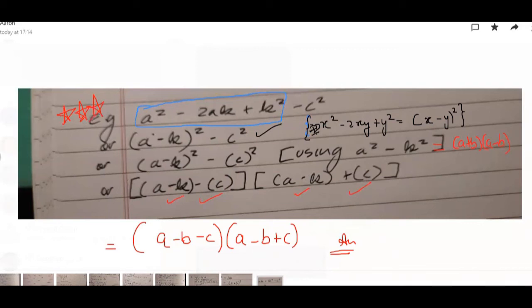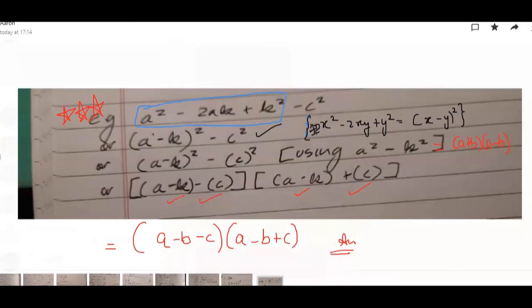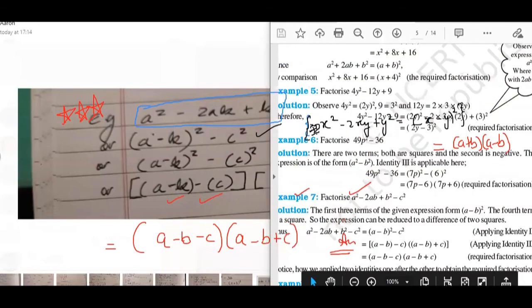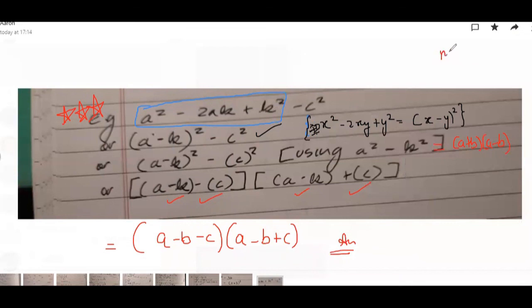Vibhu, is this thing clear? Yes, there's a recipe copy. Yeah. Once you copy, you can start doing this question. m power 4 minus 256. What was the question? m power 4 minus 256.